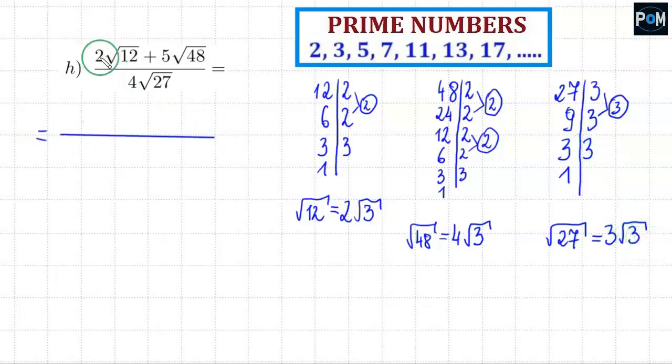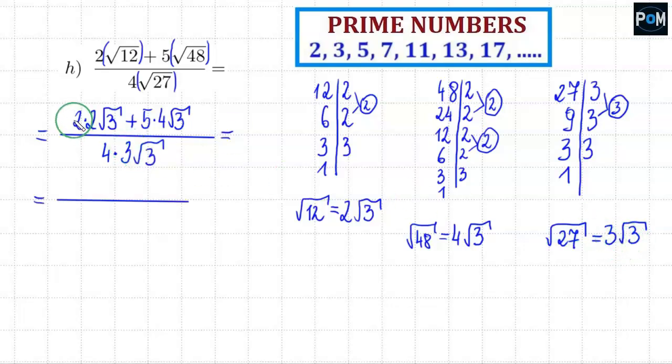Then here on the fraction line, I will have 2 multiplied, and instead of the square root of 12, I give 2 square roots of 3. Then I add 5 multiplied, and instead of the square root of 48, I give 4 square roots of 3. At the bottom, 4 is multiplied by, and instead of the square root of 27, I put 3 square roots of 3. We're getting closer to the end. 2 times 2 gives 4, so I have 4 square roots of 3, plus 5 times 4 gives me 20 square roots of 3. And at the bottom, 4 times 3 gives me 12 roots of 3.